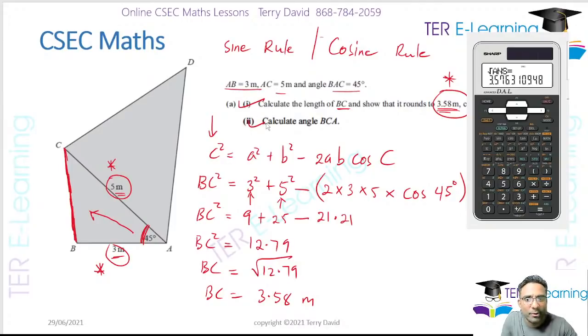The next thing they want is the angle BCA. Where is BCA now? They want this angle here, right? They want that angle there. So we just worked out this length here. Let us put it on the diagram because that helps us sometimes: 3.58 meters. How am I going to find BCA?